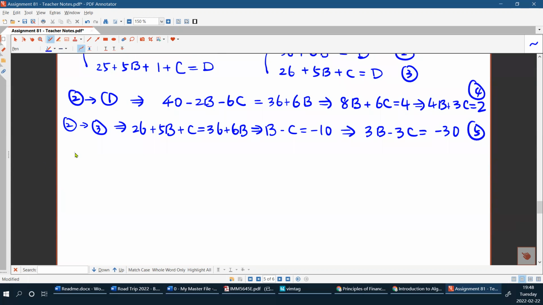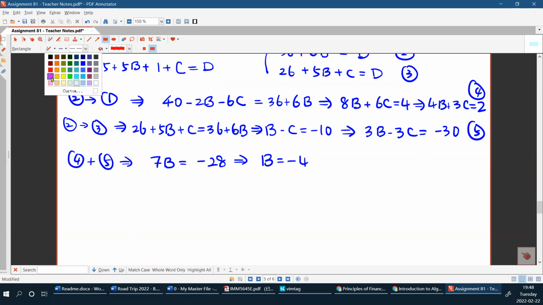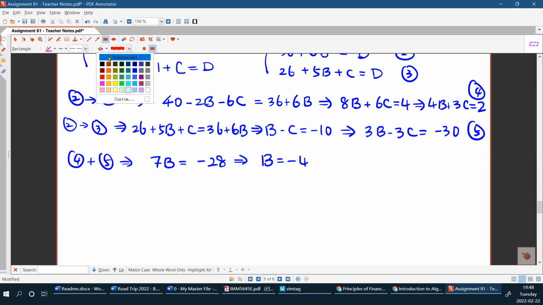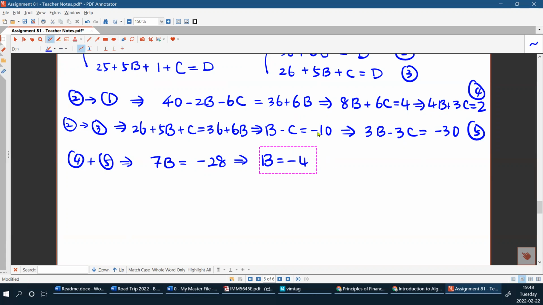Then we can use number 4 plus number 5. This will give us left side is 7b, right side is -28, which means b is -4. So we have successfully solved for b, right?